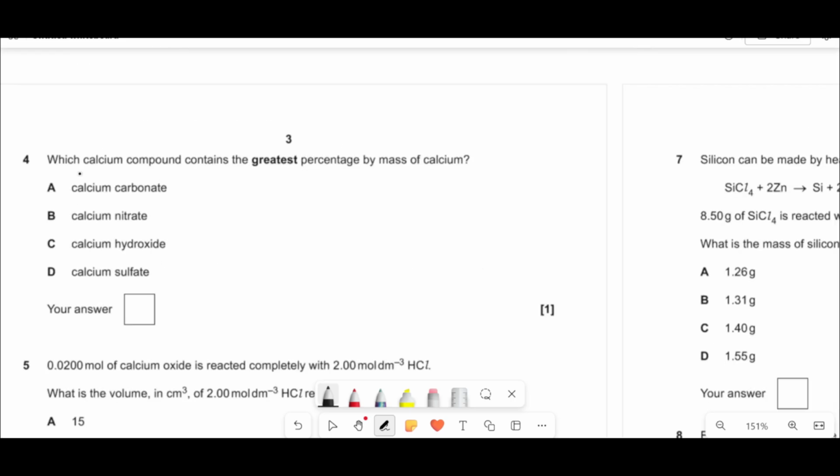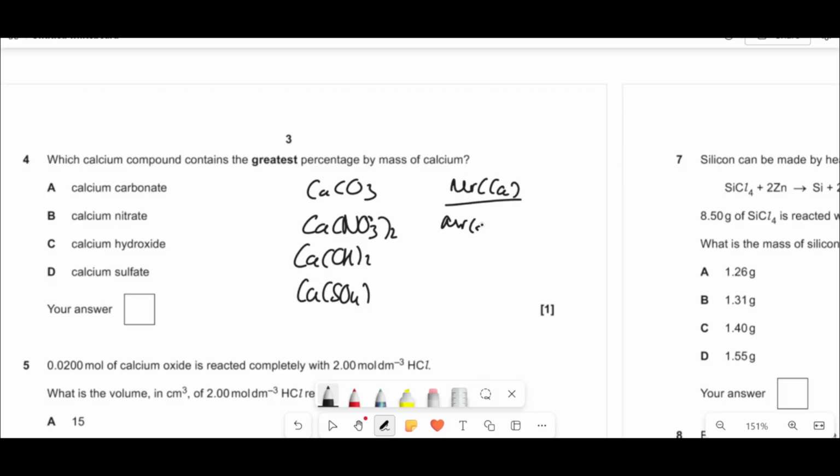There you go. Now it says which calcium compound has the greatest percentage by mass of calcium. So we have CaCO3, Ca(NO3)2, and then we have Ca(OH)2, and then CaSO4. So if we're looking at percentage by mass of calcium, it's going to be the Mr of the calcium divided by the Mr of everything else times 100. So it's going to be whichever one of these is the lowest, because if we have the lowest of this, we'll have the greatest percentage by mass of calcium.